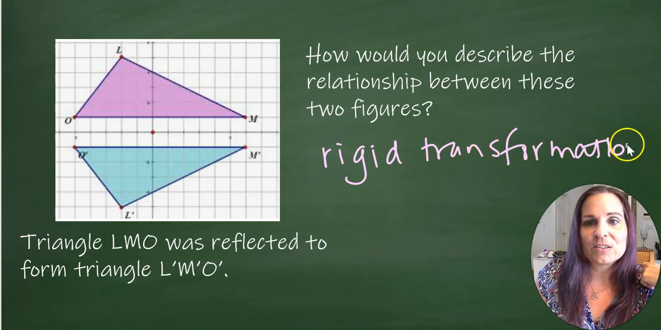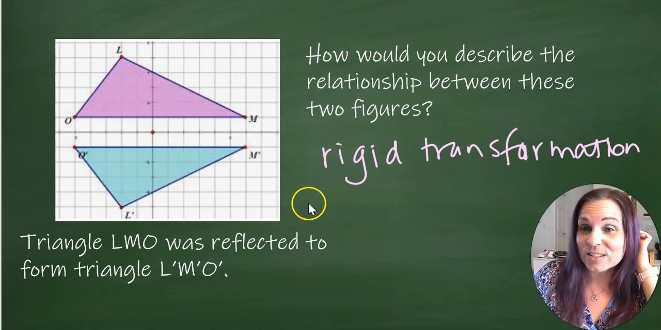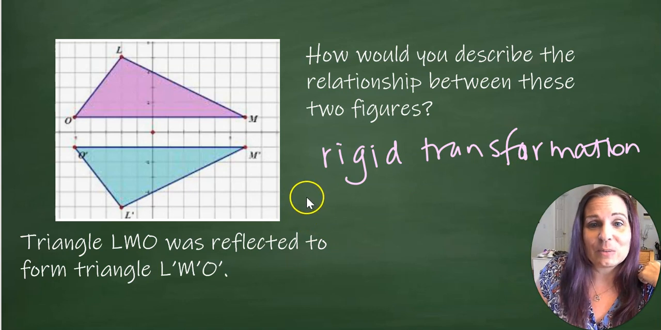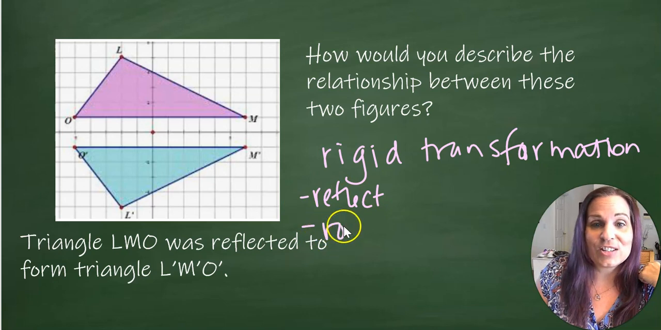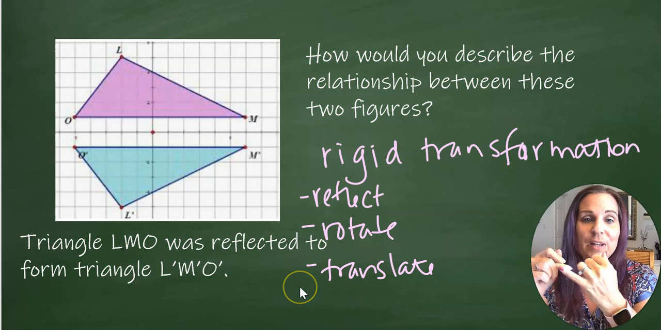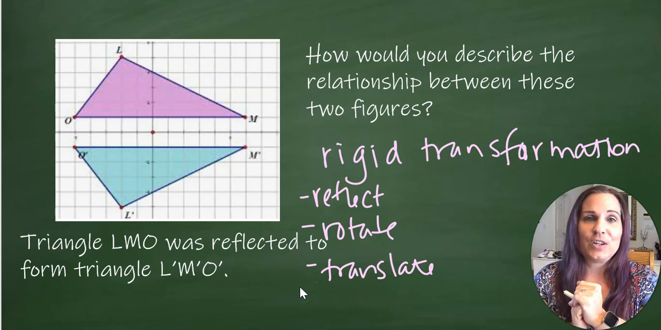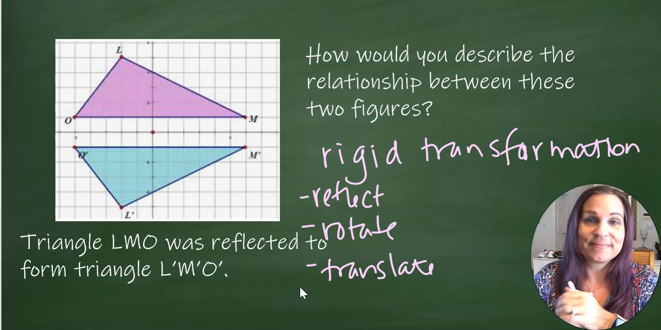Just as a reminder, there are 3 rigid transformations, right? We've got reflections, rotations, and translations. Right? So reflect, rotate, translate. Any of those 3, and then the figure that's created will be congruent to the original. That's it.